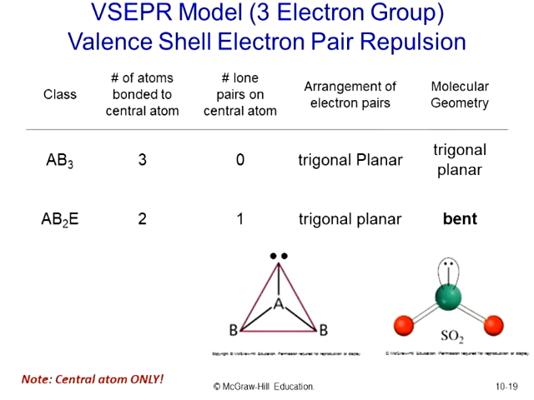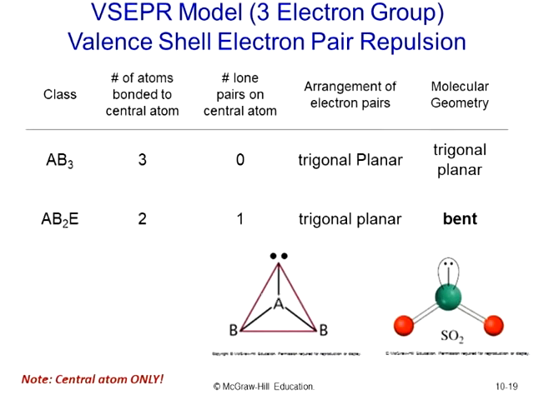Now, if we take that AB3 and substitute in a lone pair, we would describe that as E. So we would have an AB2E, which would tell us that we have 2 bonded atoms and 1 lone pair. So if I see an AB2E, I know I have 2 atoms, 1 lone pair. If I see an AB3, then I know I have 3 atoms.